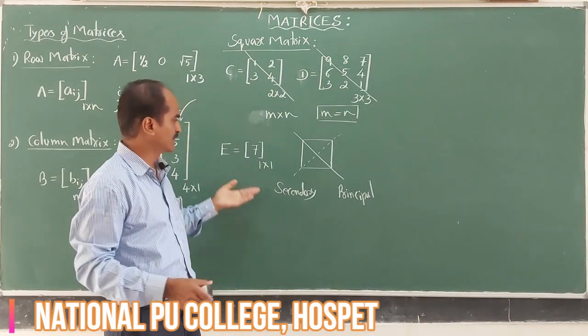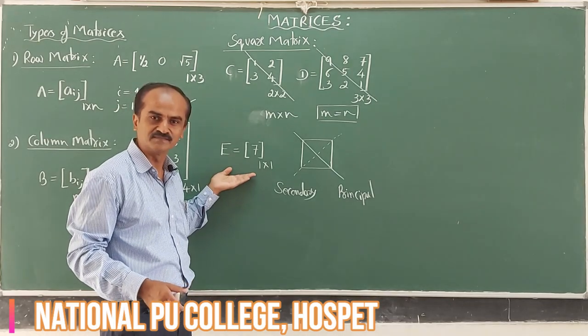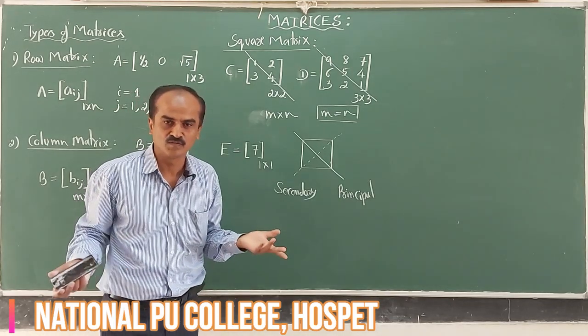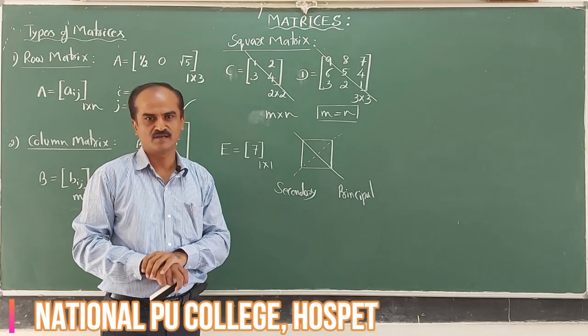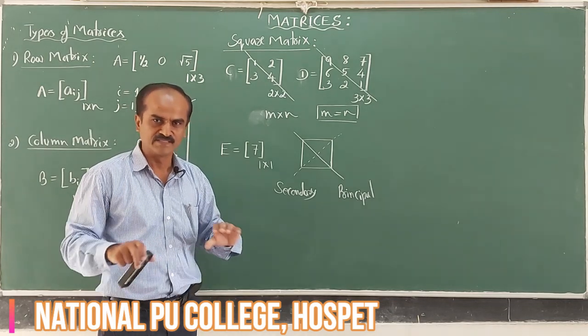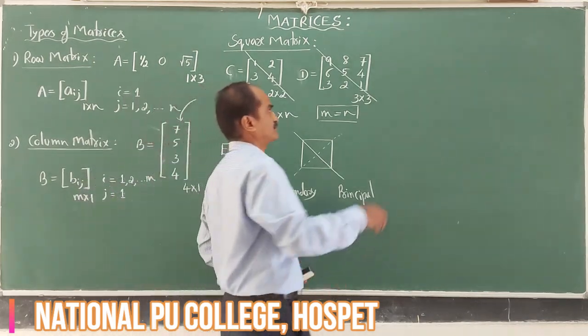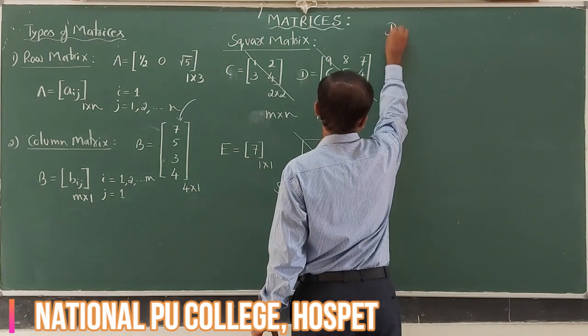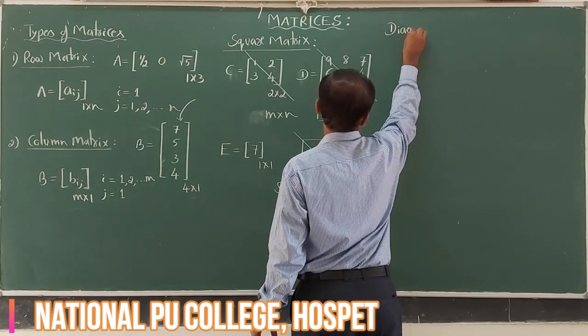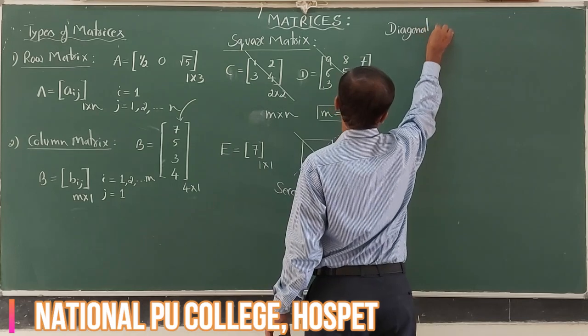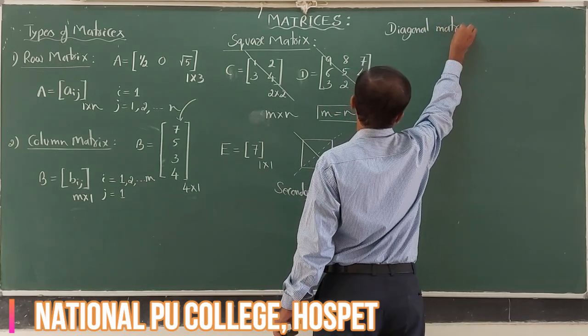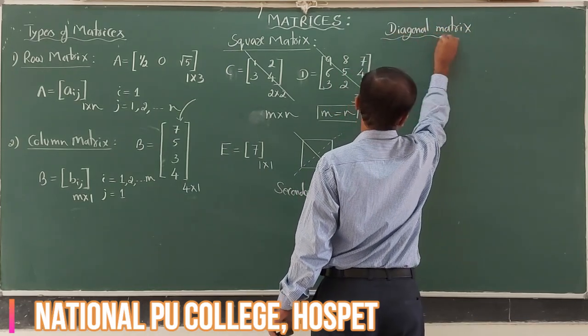What are diagonal elements in this matrix? 7. What are non-diagonal elements? No non-diagonal elements. I hope you followed this. With this now, we will write definition of a diagonal matrix.